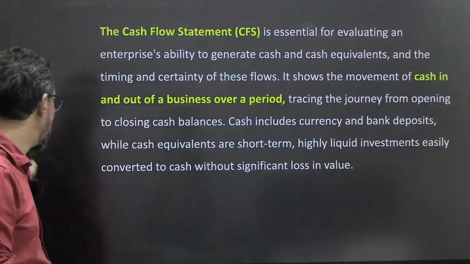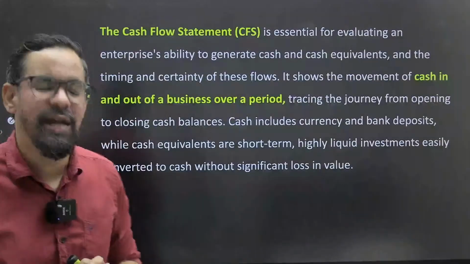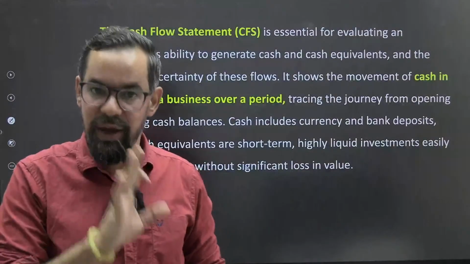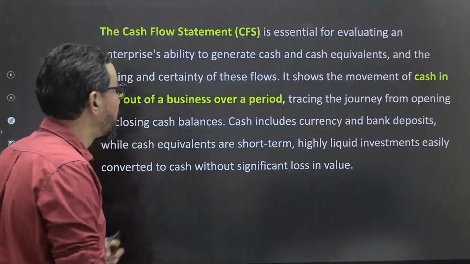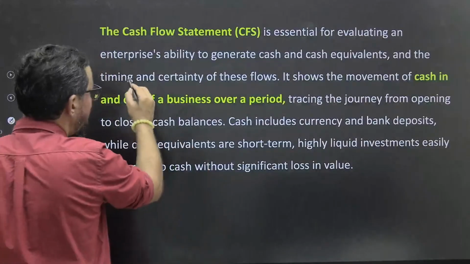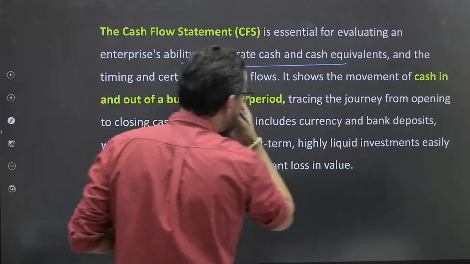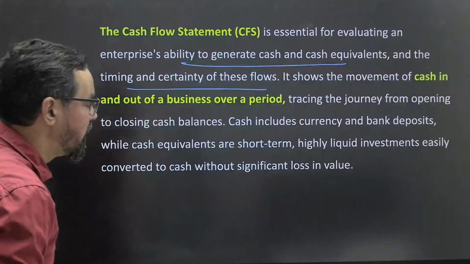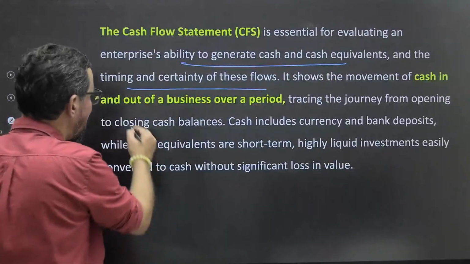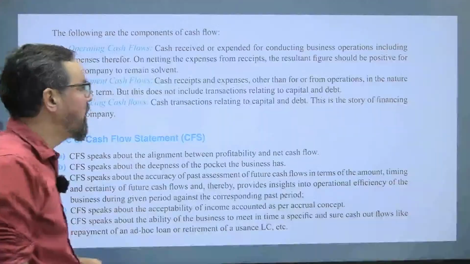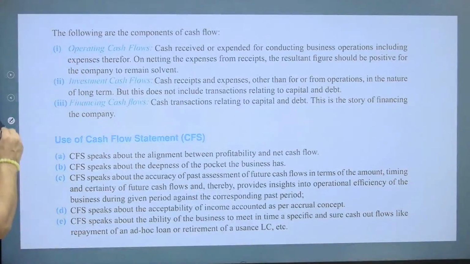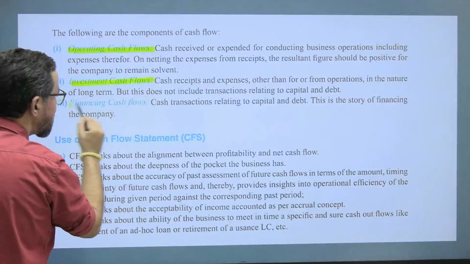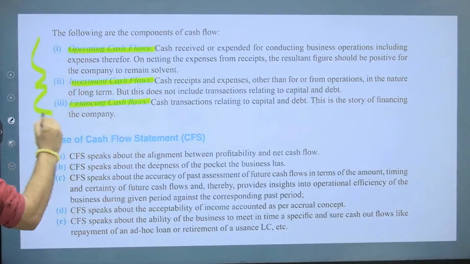ठीक है. So from the different sources आपका, and sources are categorized among three parts: your आपका operating activities, financing activities and investing activities, ठीक है. Essential for evaluating an enterprise's ability to generate cash and cash equivalents, and the timing and certainty of these particular cash flows, ठीक है. Cash in and cash out of that particular business and all, and they are generally part of this particular one, ठीक है. So basically operating activities, investing activities and financing activities. This is very important one again, ठीक है.